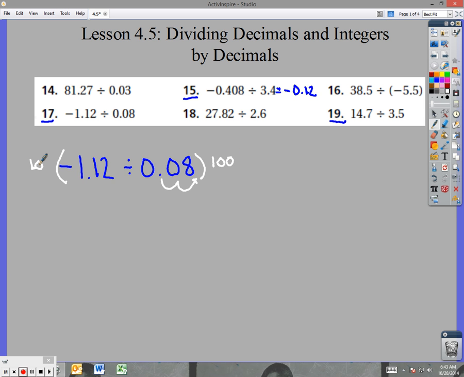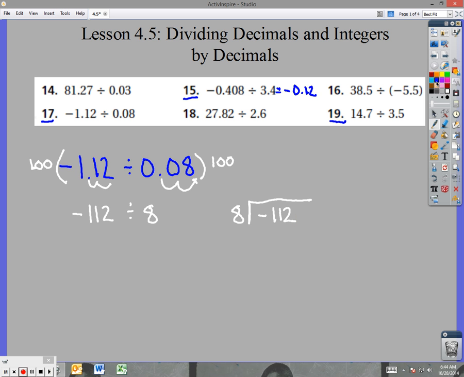Times this by 100. If I multiply negative 1 12/100 by 100, it moves the decimal over once, twice. So this now becomes negative 112. And I will divide that by, again, I multiply this by 100, moves the decimal 2 places to the right, 1 power of 10, 2 powers of 10. That would give me 8. If I want to write this now as I typically approach a division problem, I'll put the negative 112 as my dividend divided by 8.